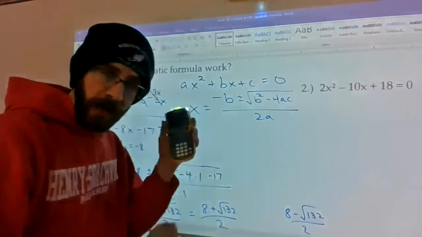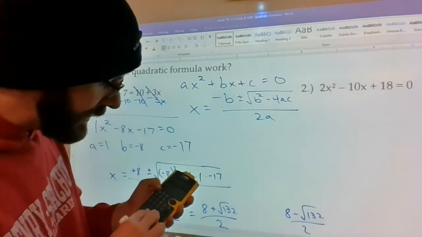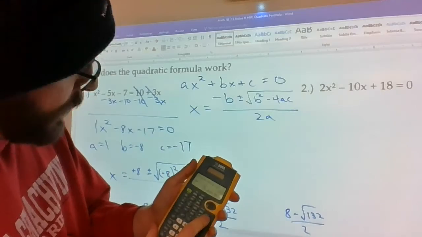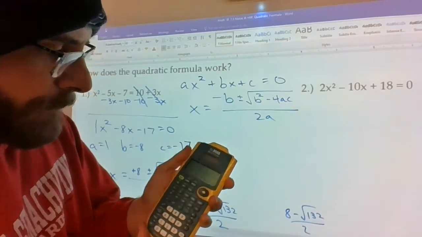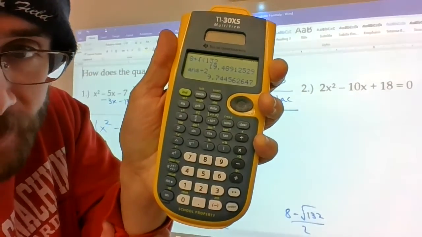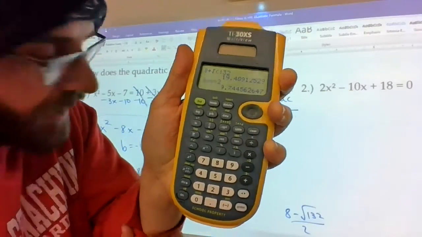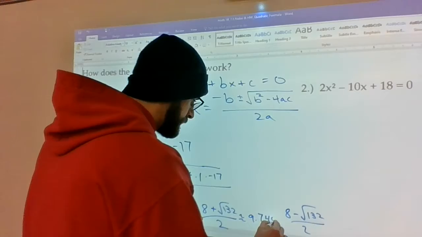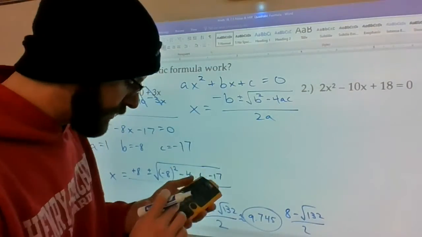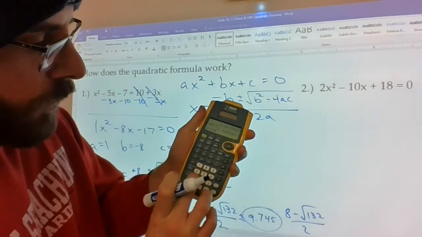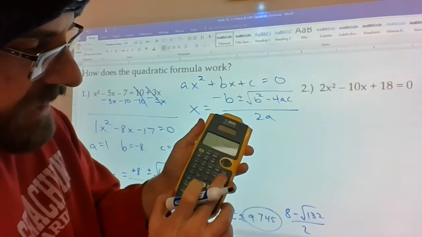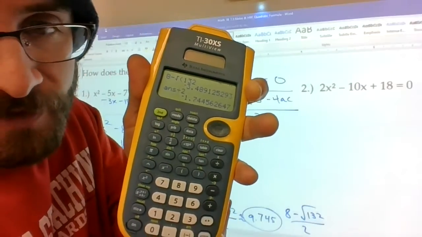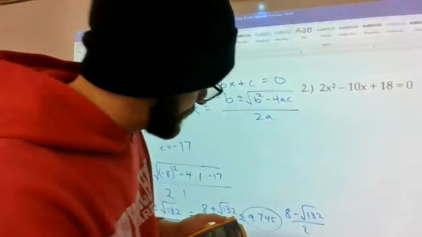And again, your calculator will do the work for you. 8 plus square root 132. Hit equals before you hit divide by 2. I get this decimal. 9.74, round up to the 5. The other one, 8 minus root 132. Hit equals, then divide by 2. Negative 1.745.